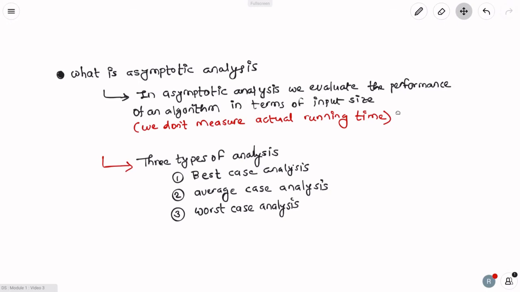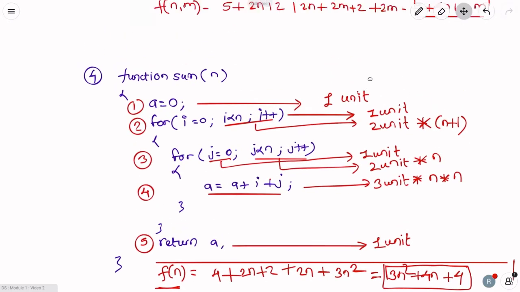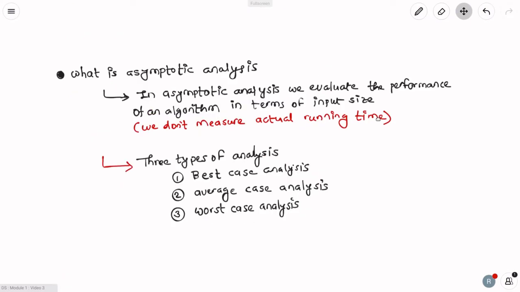But in asymptotic analysis, we don't measure the actual running time. As we have seen in the previous steps, when calculating running time, we calculated the running time of each and every step and made all the calculations. But in asymptotic analysis, we are not going to do this. We are not going to calculate the actual running time of the program.